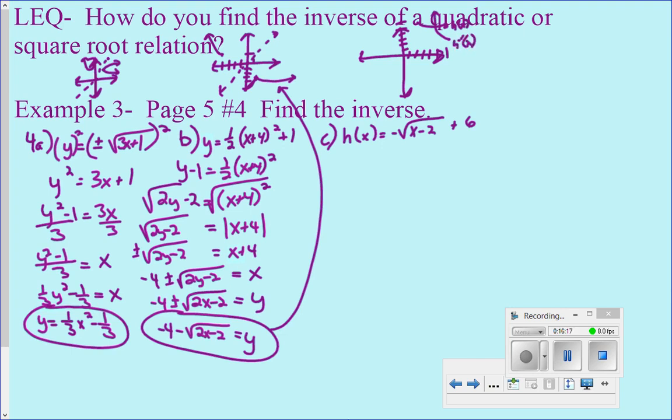So I can see that that is going to be just part of a parabola, which means once I solve this algebraically, I am going to have to restrict the domain because with this negative in front of the square root, the range of the original was restricted, which means the domain of the inverse is going to be restricted. So here we go. Y equals, we're going to go ahead and subtract 6.